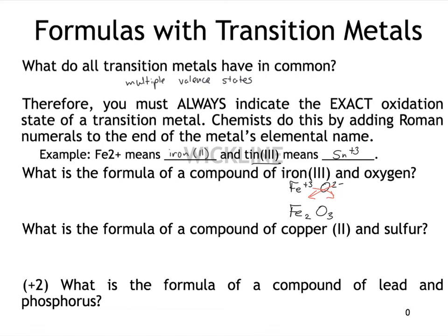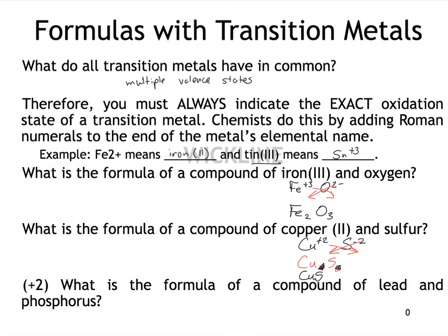Perfect. Let's try another example. What's the formula of a compound of copper 2, which means this, and sulfur, whose charge is almost always -2? Let's cross the charges to get our subscripts. I'm getting Cu2S2. And since ionic compounds form crystals of unlimited size, we don't actually need to have a subscript that is more than the empirical formula. So let's just write the empirical formula, which would be CuS.